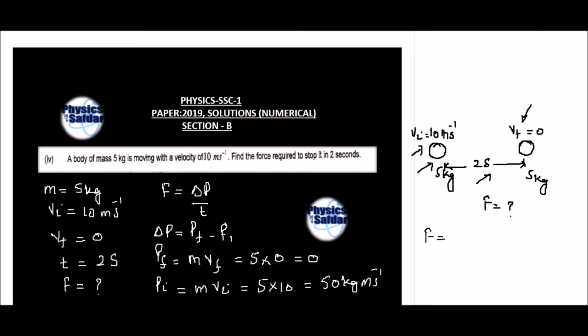F is equals to change in momentum divided by time taken. The change in momentum means final minus initial momentum, so you can write 0 minus 50 over time taken, that is 2 seconds. After the simplification we get 25 Newton with negative sign. The negative sign shows that it's a decelerating force.